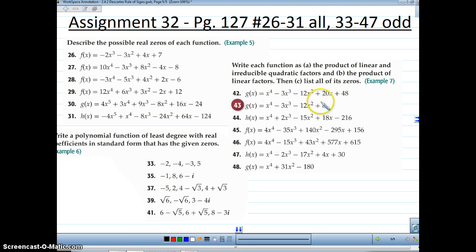And then 43, 45, and 47. It's kind of a combination of what we've done. You're going to be listing all of the zeros for these factors and using Descartes' rule and rational root theorem to help yourself find them.